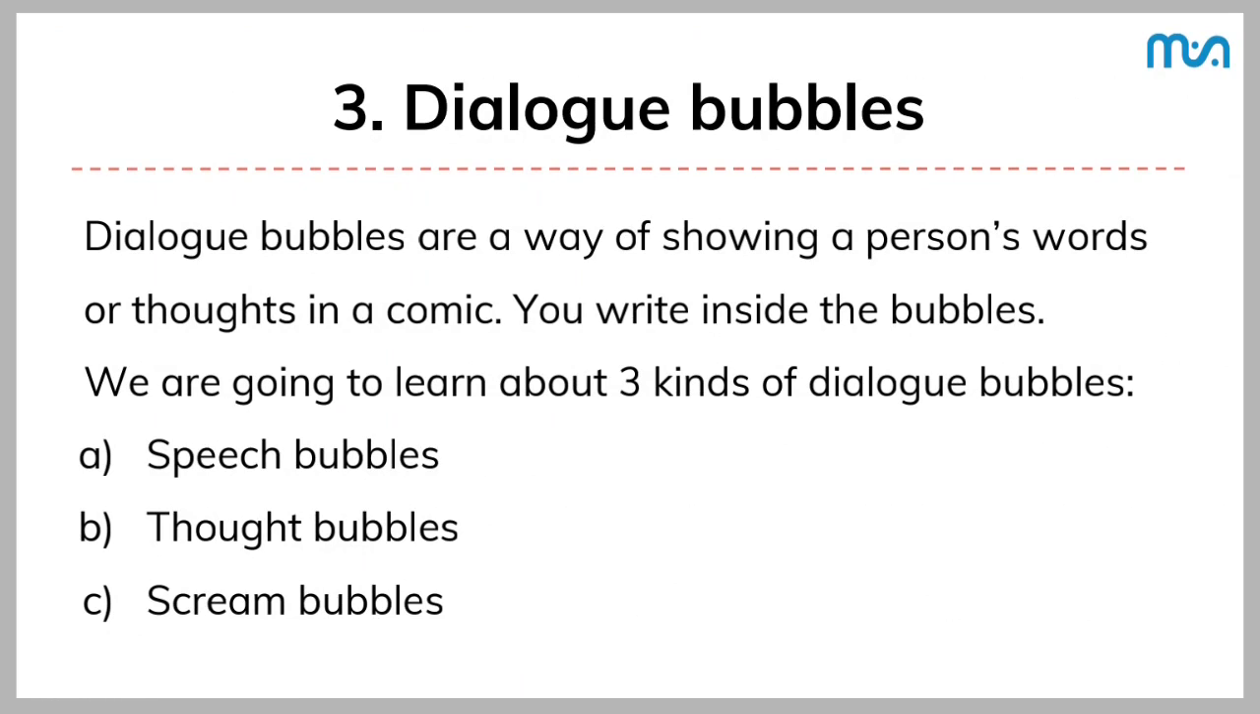And the third part is dialogue bubbles. So dialogue bubbles are a way of showing a person's words or thoughts in a comic. You write inside the bubbles. We are going to learn about three kinds of dialogue bubbles. In dialogue bubbles, there are three kinds. One is speech bubbles, second one thought bubbles, and the last one scream bubbles.